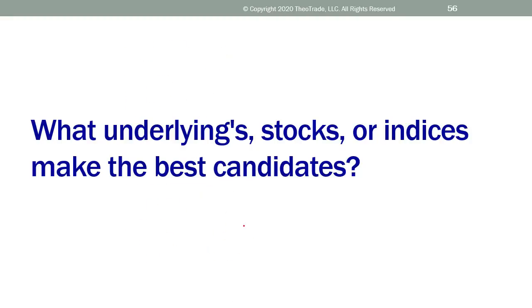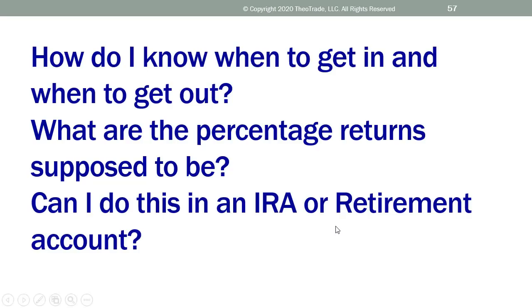But again, don't narrow the scope. You don't have to narrow your scope to just that. And again, I want to make that clear. There's no need to just narrow your scope. Then you got to think about, how do I know when to get in and when to get out? What are the percentage returns supposed to be? Can I do this in an IRA or retirement account?